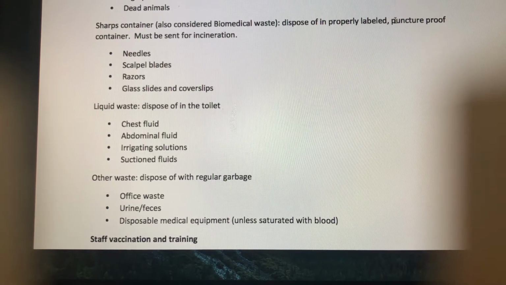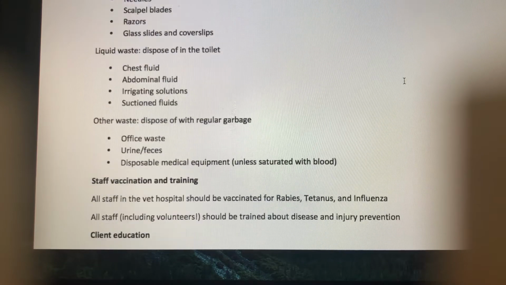So you should know where these different items should be disposed. If I ask you, where would you put a needle to dispose of it? It goes in the sharps container. Where does the uterus go after surgery? It goes in the biomedical waste container. Where would I dump out abdominal fluid? Liquid waste goes in the toilet, etc.